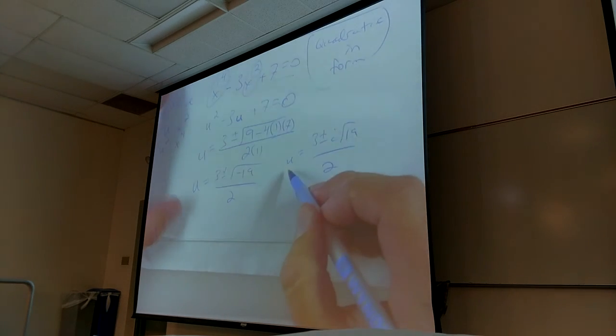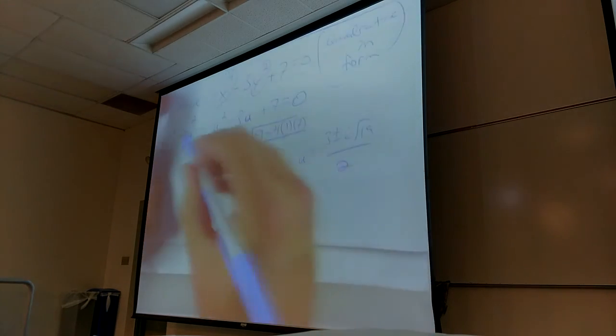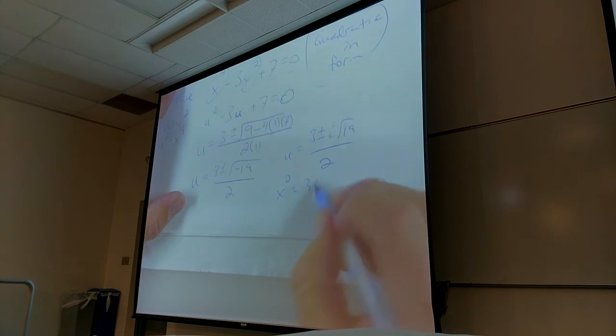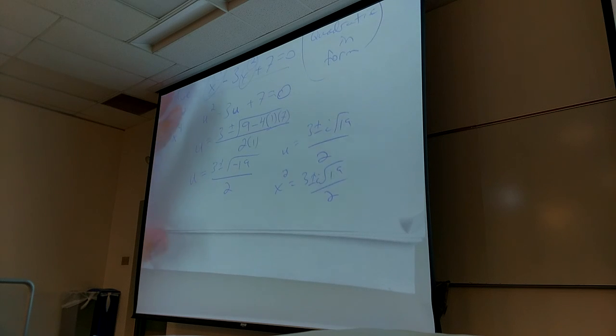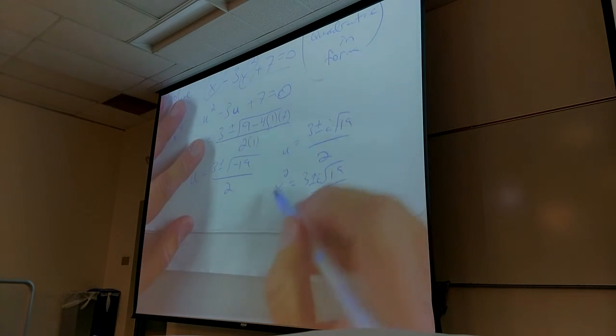Now, what was u? x squared. Yes, u is x squared. And do you see how this now, oh, you're going to love this. That is now a little problem to solve, but how do I solve that for x? What do I do to both sides? Square root. Yeah, and don't worry. Does that look pretty?